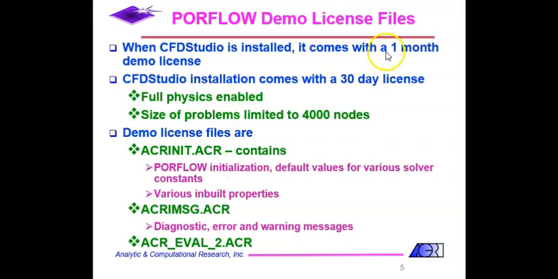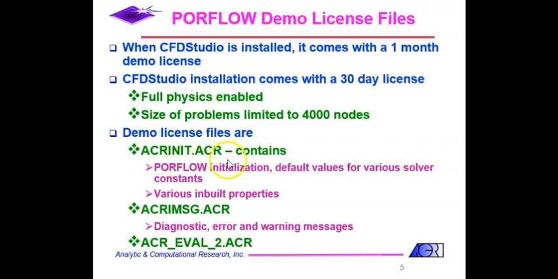This demo license is valid for 1 month and it is full physics enabled. So all the physics in PORFLOW can be used with this demo license. The only limitation is that only problems with less than 4,000 nodes can be solved using this demo license. This demo license is valid for 30 days from the installation of your CFDStudio.